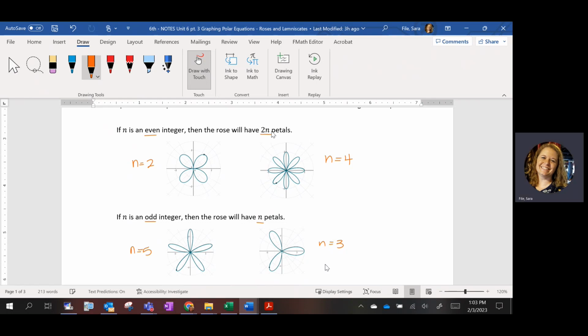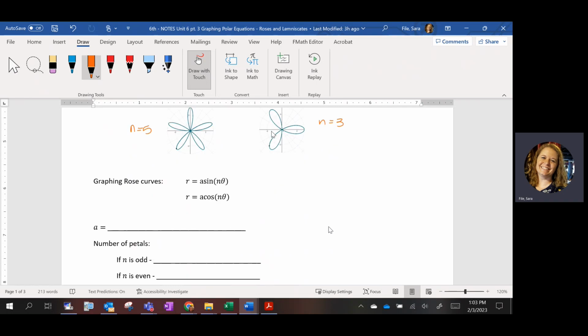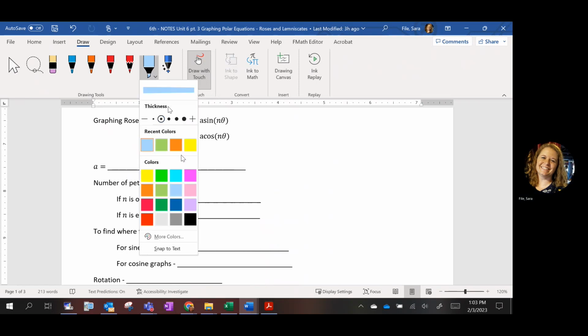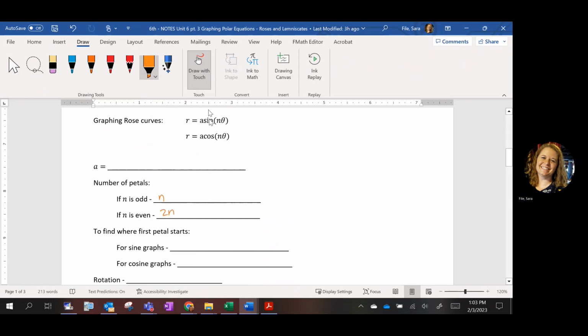Are y'all with me on that? We're going to jot some notes down, then we're going to come back and look at those pictures in just a second. So if n is odd, there are n petals. If n is even, there are 2n petals. And that's the coefficient there. That's your n, and that determines the number of petals on that rose curve.